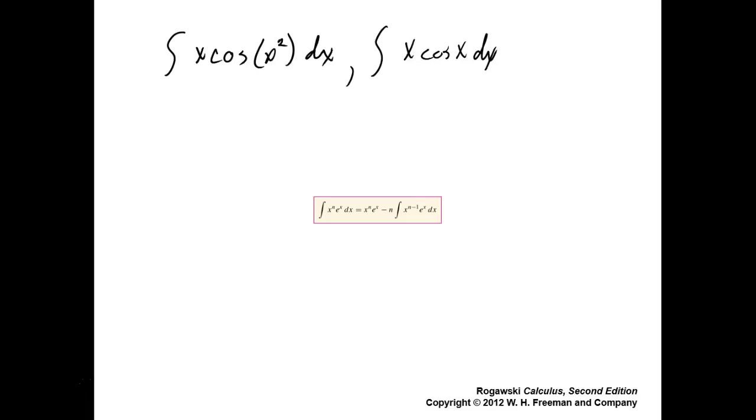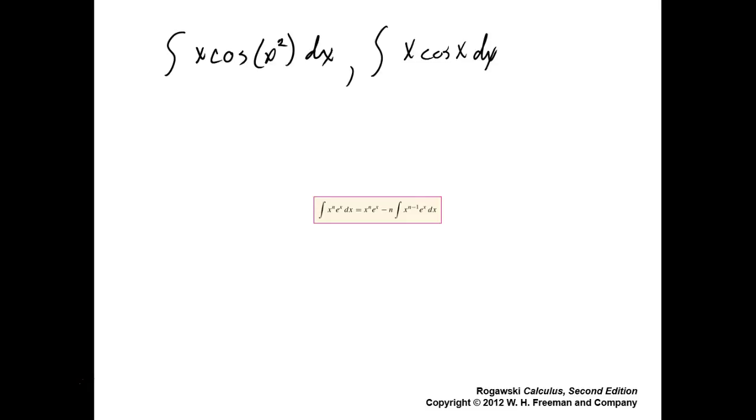It's either substitution or integration by parts. Integration by parts. Got it. Absolutely. You let your u be the x and the dv be the cosine x.